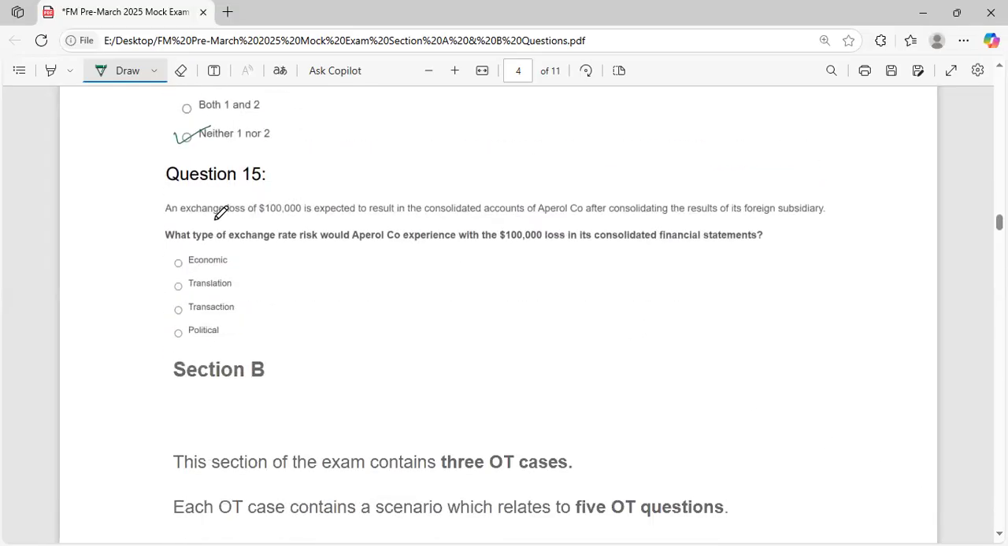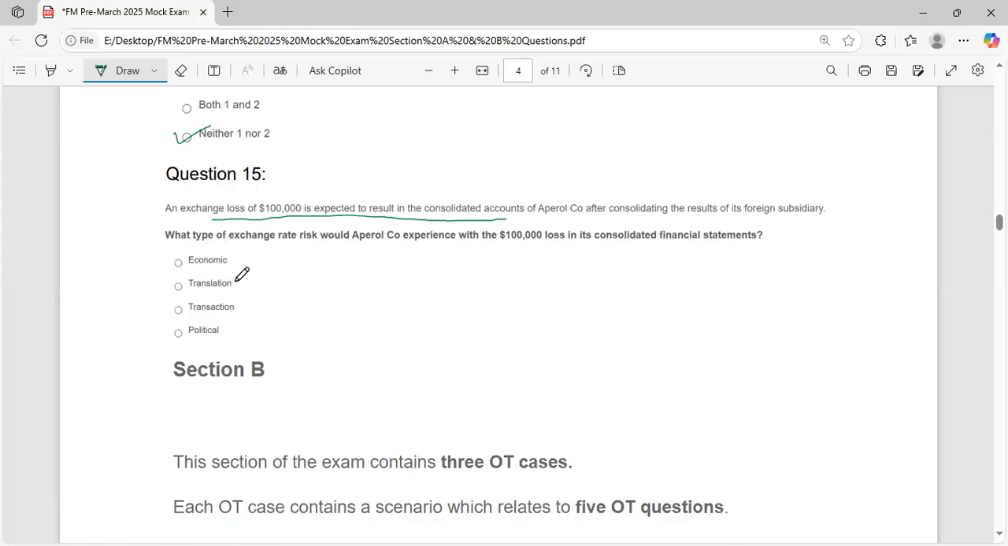An exchange loss of 100,000 is expected to result in the consolidated accounts of a company after consolidation of the result of its foreign subsidiary. What type of exchange risk would a company experience with a $100,000 loss in the consolidated financial statement? Economic risk is the one which is relevant with the economic circumstances of a country. So if economic circumstances of a country are good, their currency will strengthen. If it is weak, their currency will weaken.